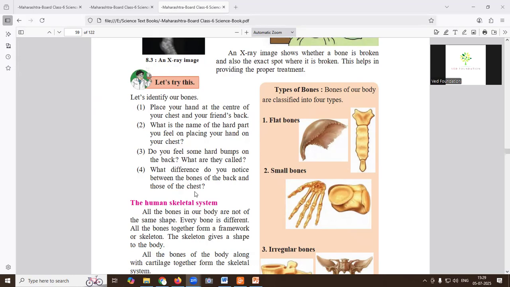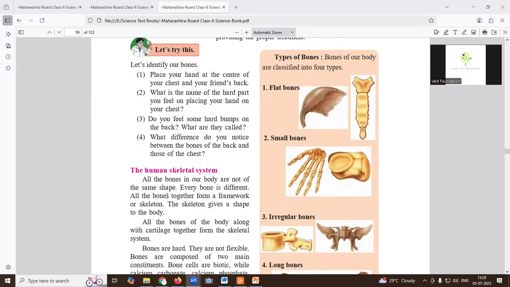Next difference, the chest bones are curved while back bones feel like bumps in a line along the spine. Human skeletal system. All the bones in our body are not of the same shape. Every bone is different. All the bones together form a framework or skeleton. The skeleton gives a shape to the body.